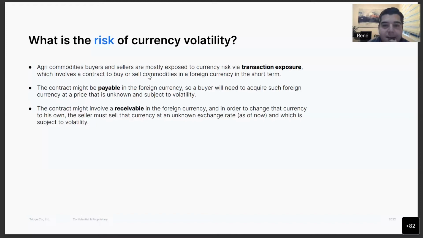Okay, so now let's talk about a particular type of risk exposure in agri-trade, which is transaction exposure. Transaction exposure involves a contract to buy or sell commodities in a foreign currency in the short term. There are other types of exposure, such as economic exposure and translation exposure, but we're now going to focus on transaction exposure, which is just a contract to buy or sell products in the short term.